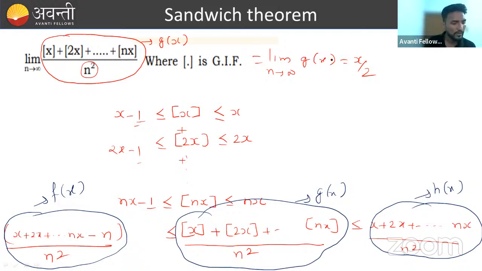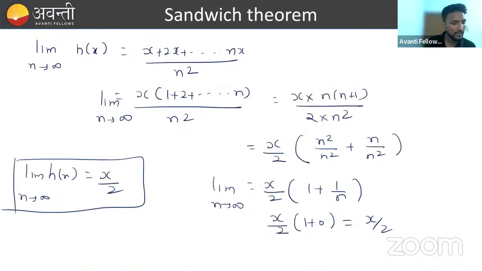Okay guys, so that's it. That problem we have seen, the sandwich. The last one is L'Hospital rule. It is a very important property, an important theorem. What is the theorem?